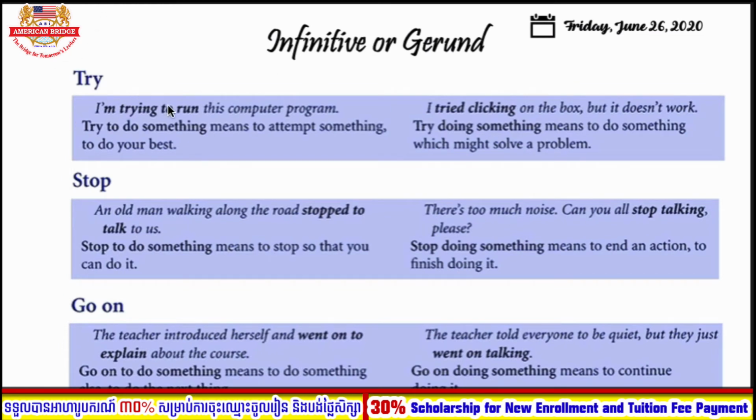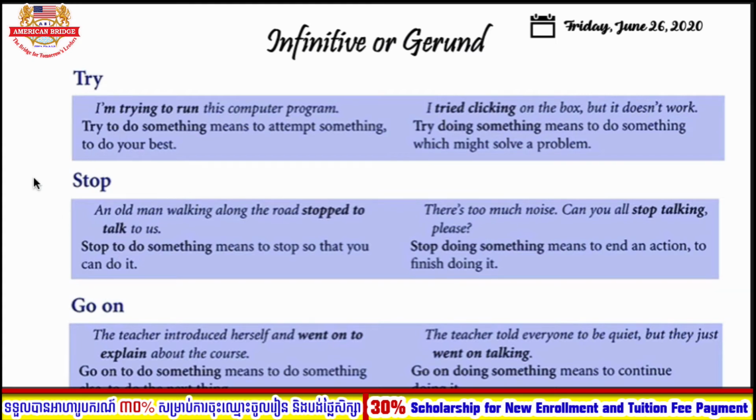Okay, let's move on to the next point, which is the word try. So here we have try to do something and try doing something. Try to do something means to attempt something, to do your best. You try to do it and it is the best that you can do. But when you say try doing something, it means you try to solve a problem, and it is not one of the bad things that you can do.